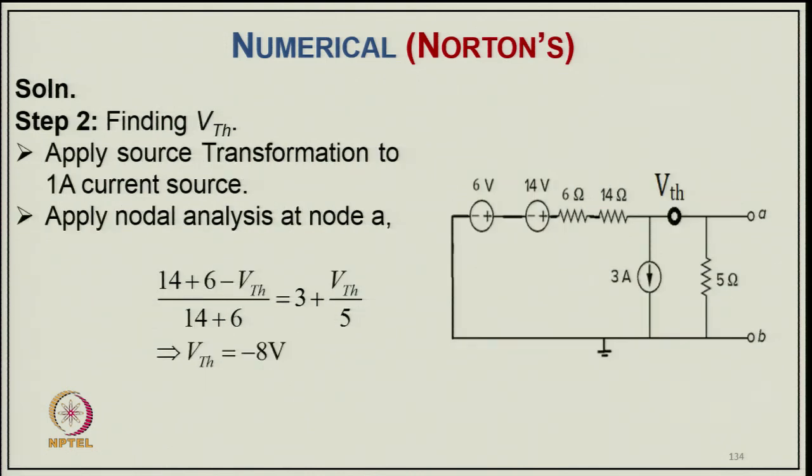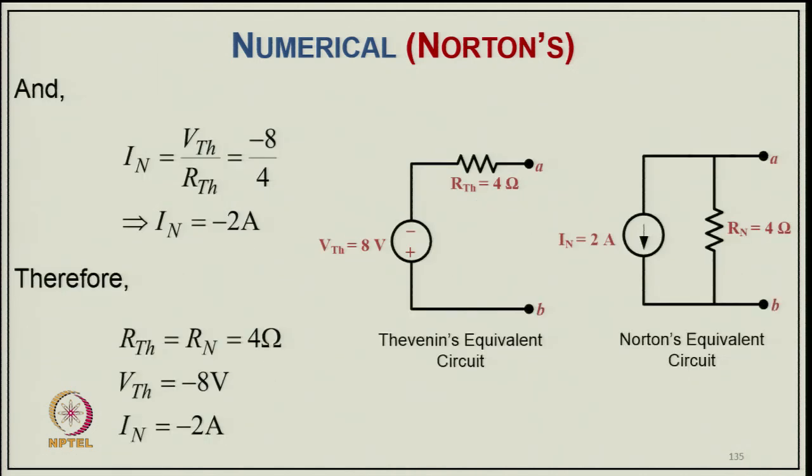Now, finding the open circuit voltage. We have this typical circuit for getting the Thevenin voltage. Applying the source transformation to the 1 ampere current source here, we get 14 plus 6, these two voltage sources, minus VTH, divided by 14.6, equal to 3 plus VTH by 5, the current flowing through this. So, VTH comes out to minus 8 volt.